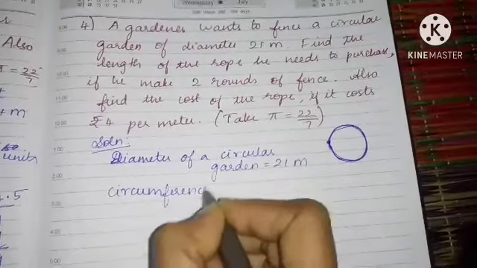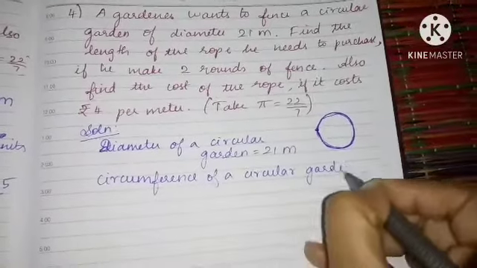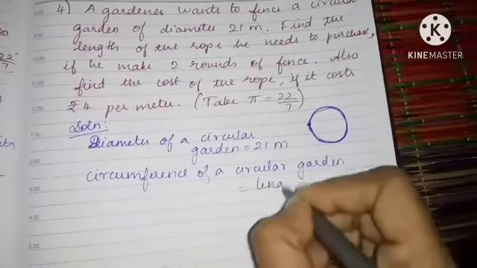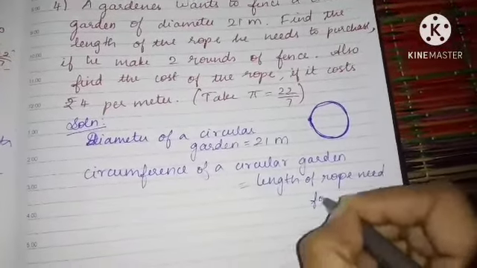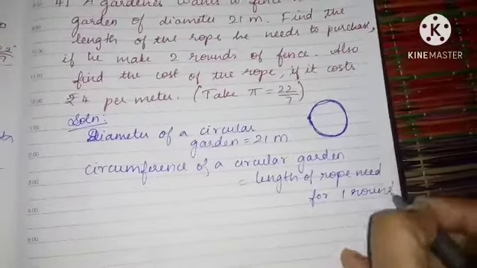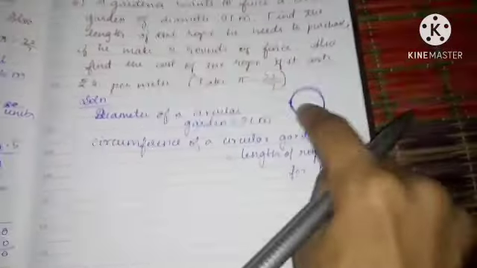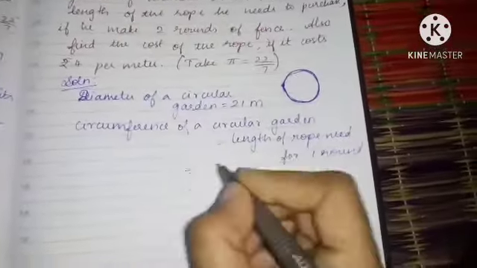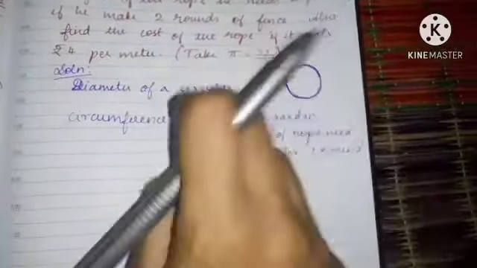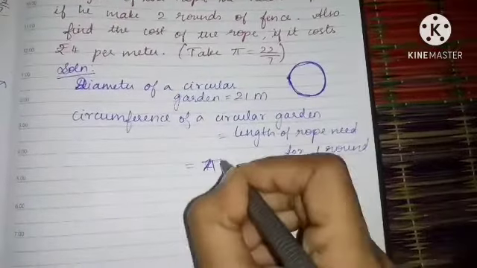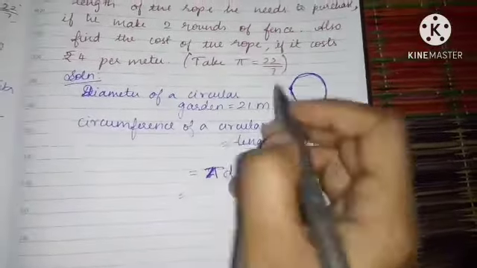circumference of a circular garden is nothing but here the length of rope needed for 1 round. Okay, here the circumference of the circular garden is nothing but the length of the rope needed for 1 round. Okay, so here what is the formula? Circumference of the circular garden when diameter is given is pi into d. Pi d units.